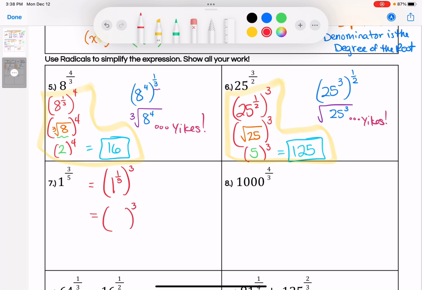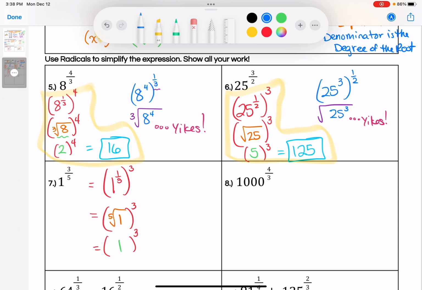1 to the 1/5 power is really the 5th root of 1. Oh man, you're probably like, what? The 5th root of 1? What times itself 5 times equals 1? 1 times 1 times 1 times 1 times 1, right? The 5th root of 1 is just 1.